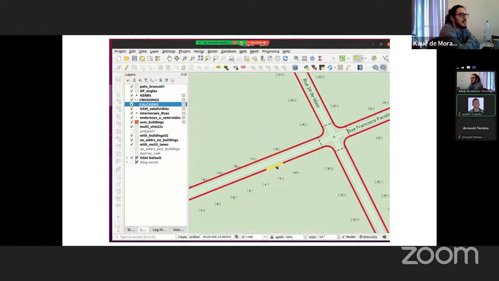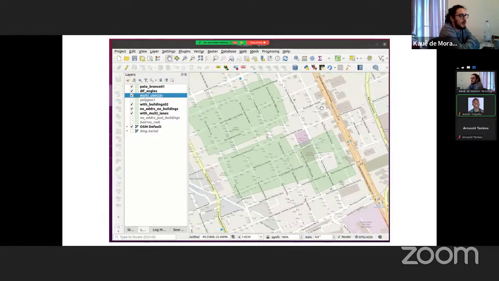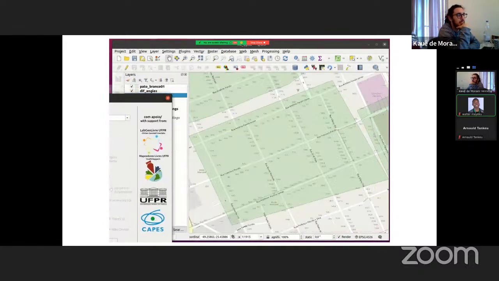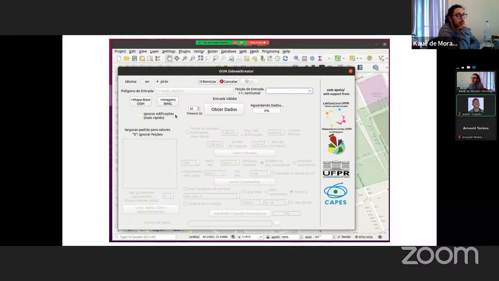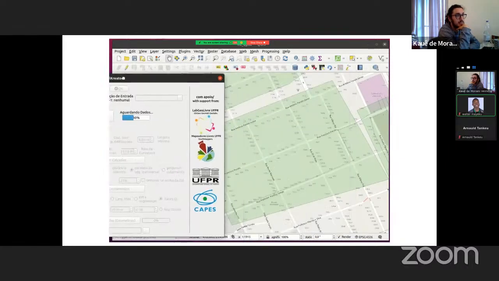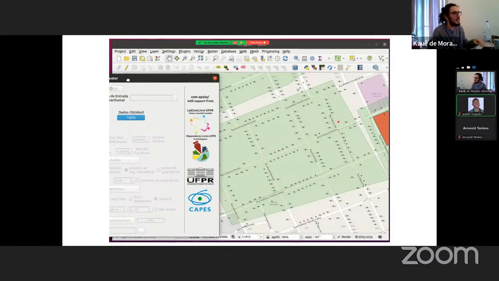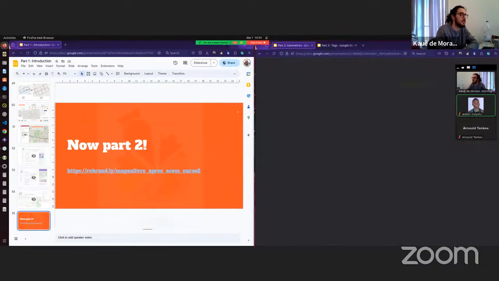In Brazil, for example, it's a very common situation that in front of each house you get a completely different sidewalk. So this way it also makes the splitting process automatically. And that is it. It's the end of part 2.